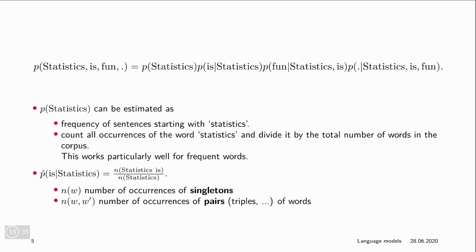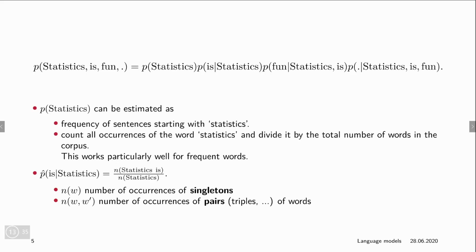Now these conditional distributions we also get using word frequencies or word counts. For example, if you want to estimate the conditional probability of "is" following "statistics", then we would look at the number of occurrences of the combination of "statistics" followed by "is", dividing by the occurrences of "statistics". So we would see how often "is" follows "statistics" compared to the number of times that we see "statistics".